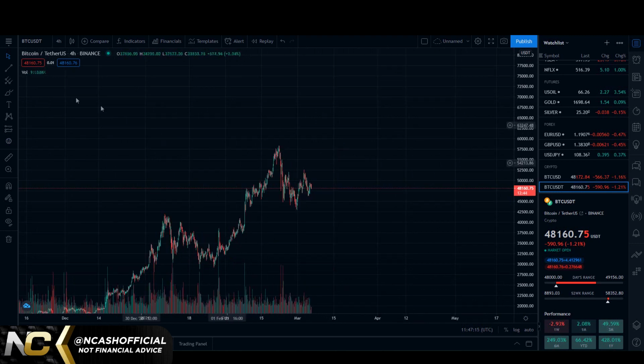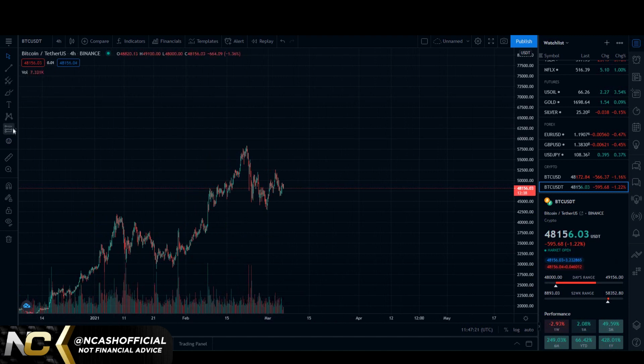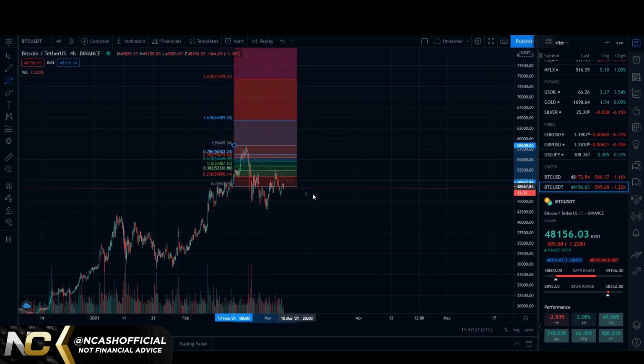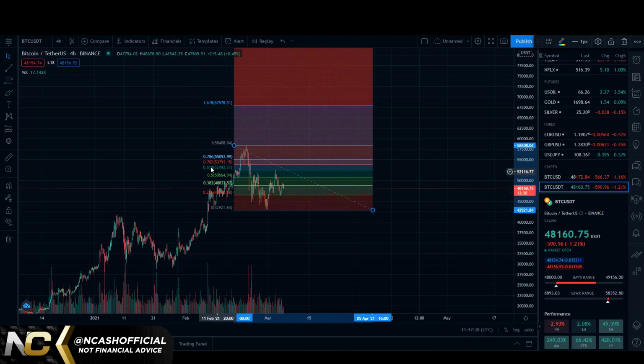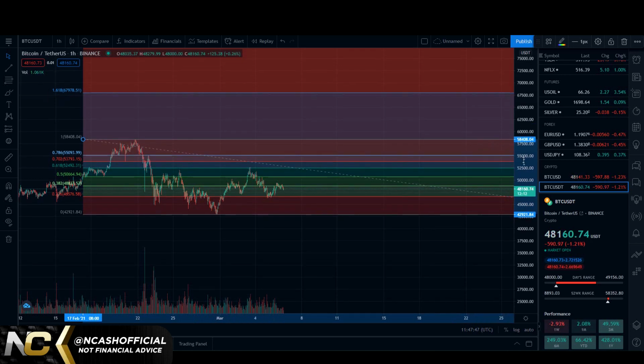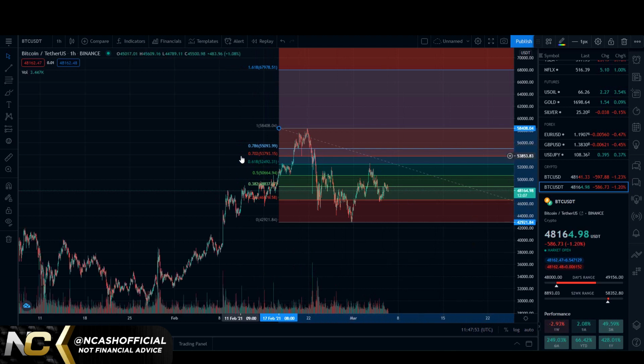If we are looking at this and doing the fib levels, we can see it here, from the top to our bottom here. A lot of people have been asking me on Twitter, hey, why is the 702 so important? I'm going to show you guys exactly why. Let me just put this to the 1 hour.